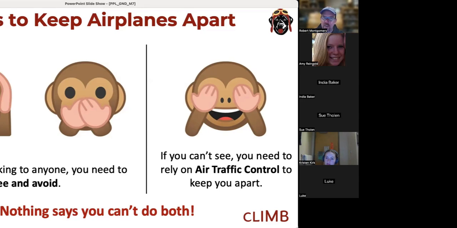Where it doesn't work is there are still aircraft out there that don't have ADS-B out, that aren't talking to air traffic control, may not even have a transponder, right? I can think of a bunch of examples. One example is Amy when she goes hurtling out of that airplane at 13,000 feet and comes straight down like a meat bomb, right? India, you used to fly hang gliders, right?